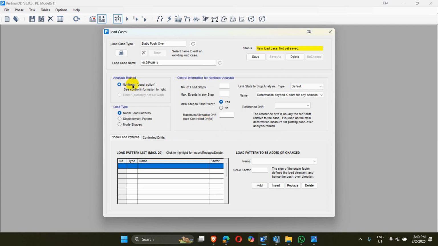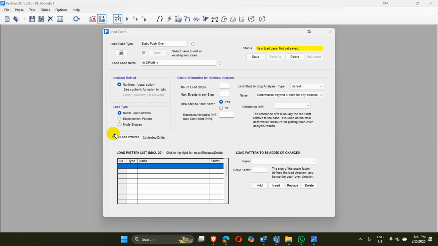Here the analysis method is nonlinear and the load type is nodal load pattern, displacement pattern and mode shape. So we can push the structure based on three types. The first one is nodal load pattern: the structure is pushed on the nodes assigned to the structure. The second one is the displacement load pattern, and it is controlled by drift. That lateral load is applied in the form of unit displacement. And the third one is based on the mode shape of the structure.